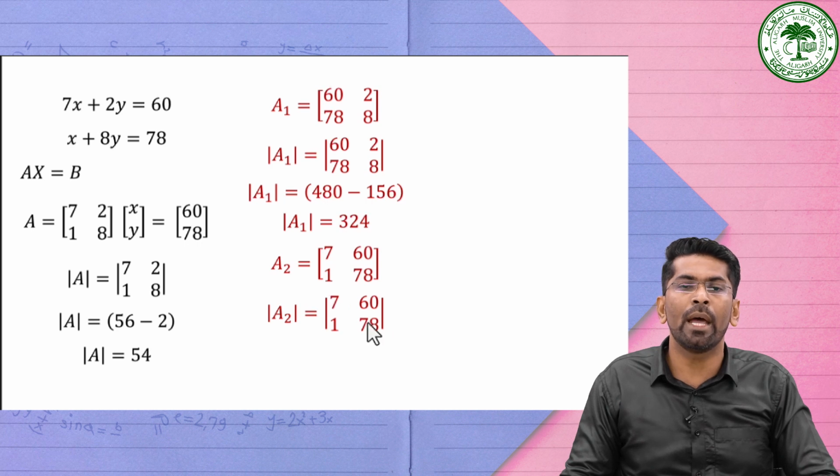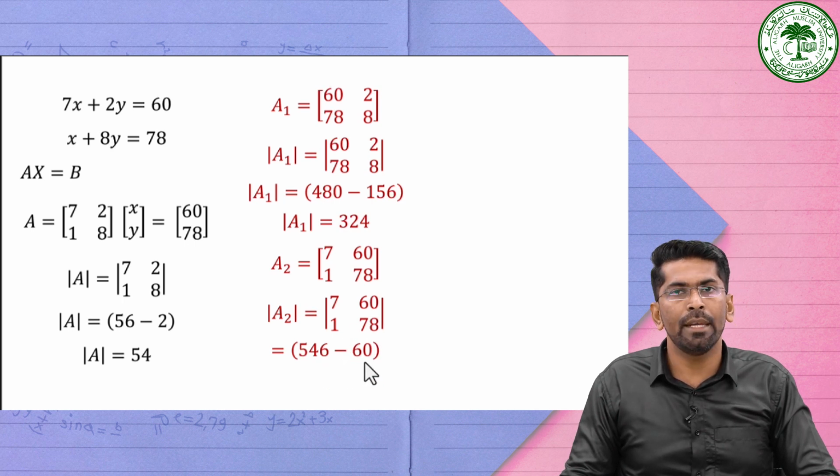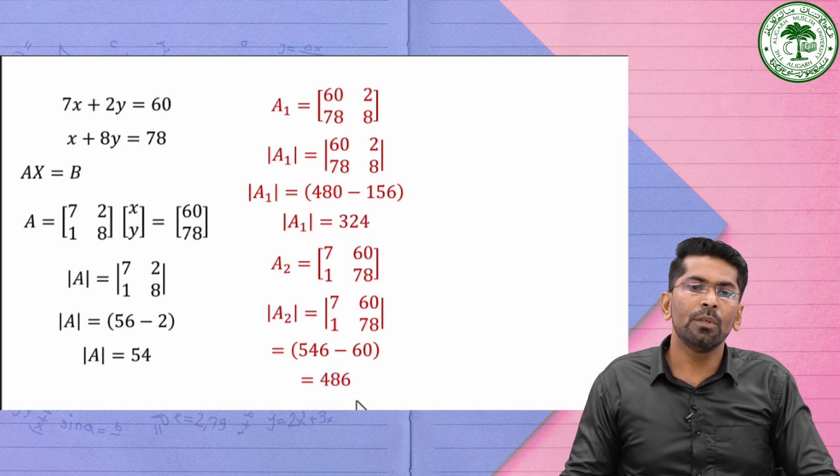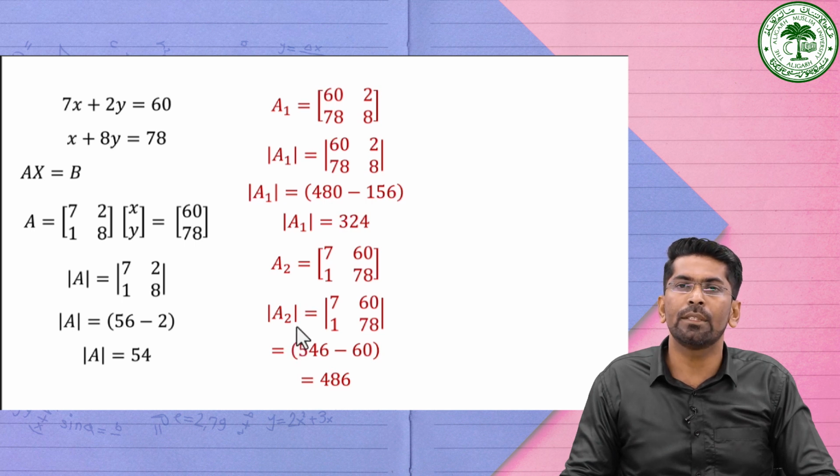We are going to multiply 7 into 78 minus 60 into 1. So 7 into 78 is equal to 546, minus 60 into 1 which is equal to 60. So 546 minus 60 is equal to 486. So this is the determinant value of the second special matrix, that is A2.